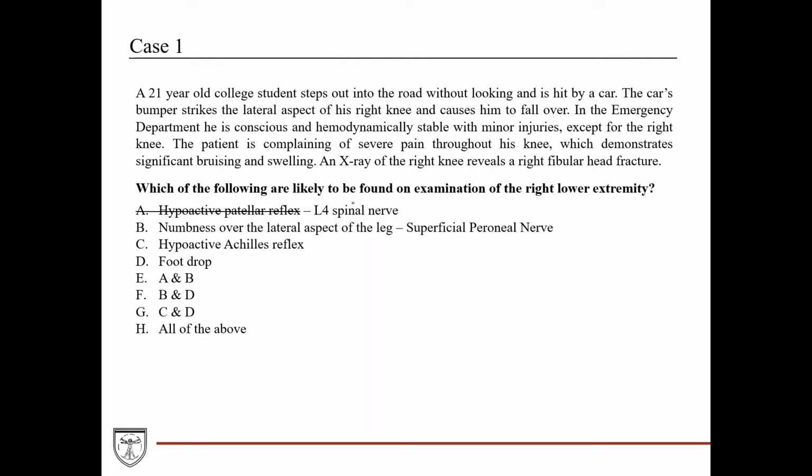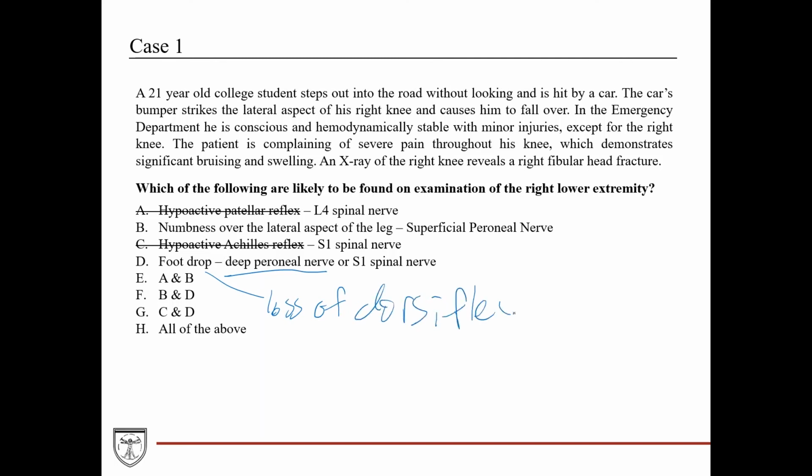Numbness over the lateral aspect of the leg, definitely could be the superficial peroneal nerve. Hypoactive Achilles reflex, again, not likely. The common peroneal nerve isn't really involved in reflexes, and that more corresponds to the S1 spinal nerve. And again, for the same reasons, it doesn't seem likely that it's a spine injury here. Now, foot drop can be the deep peroneal nerve because that's essentially loss of dorsiflexion. And so that's either the deep peroneal nerve or the S1 spinal nerve. And again, given the history and the exam findings, it doesn't seem to be an S1 spinal nerve injury. It seems more of a common peroneal.